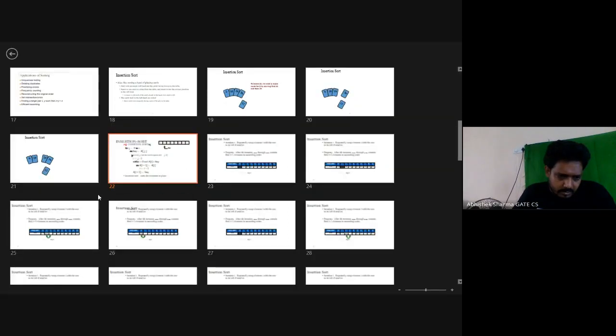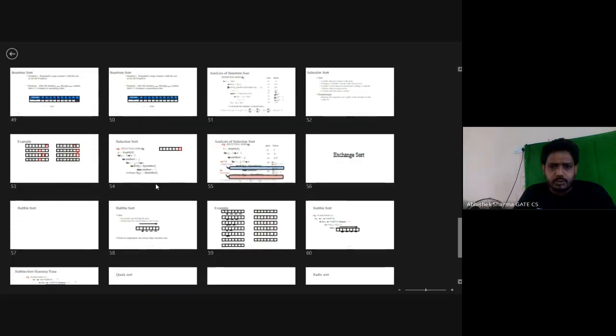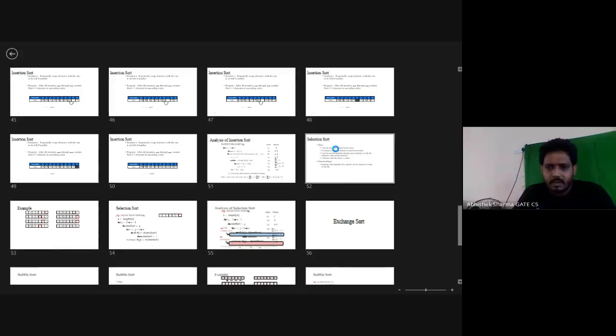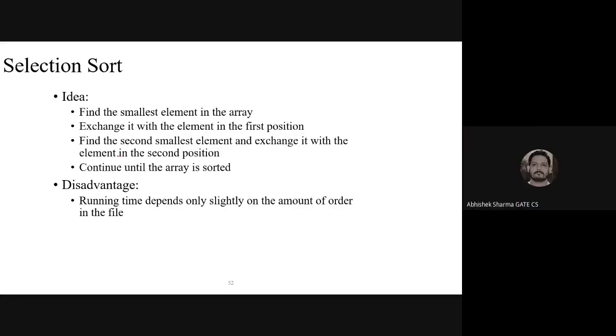And now we're talking about selection sort. Now look at the selection sort part. The idea of selection sort is to find the smallest element in the array and exchange it with the element in the first position. Then find the second smallest element and exchange it with the second position. Continue until the array is sorted.